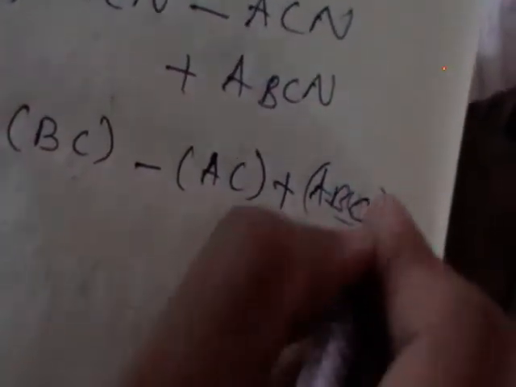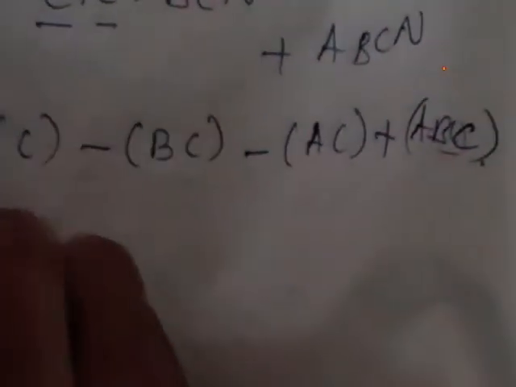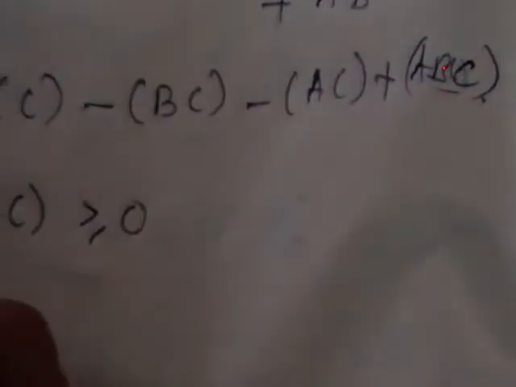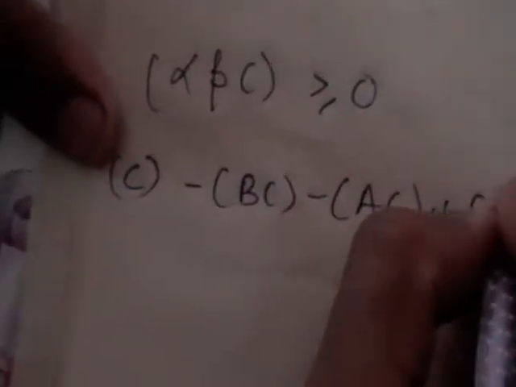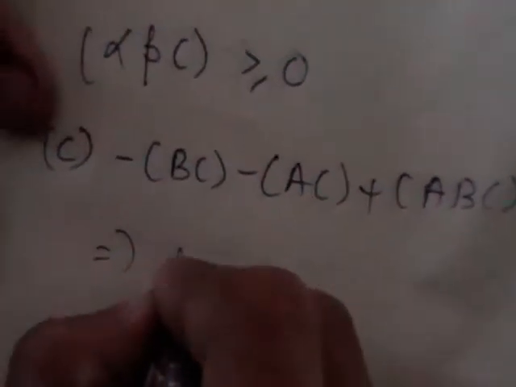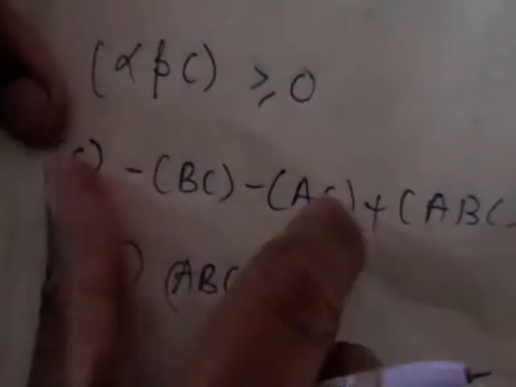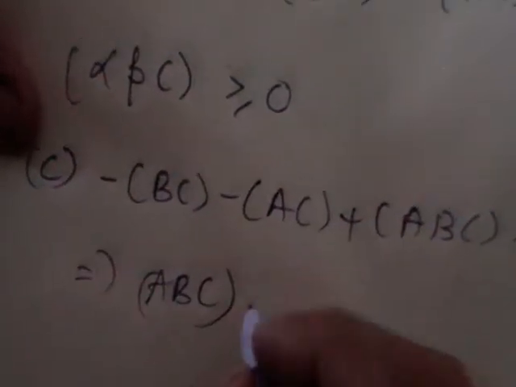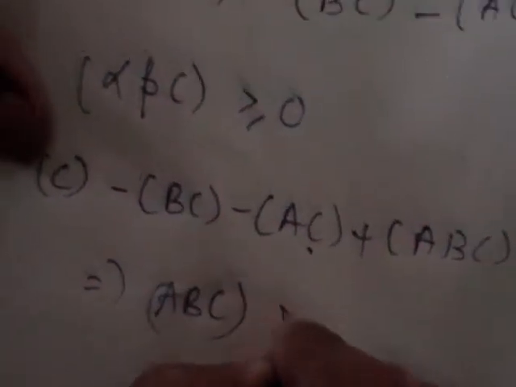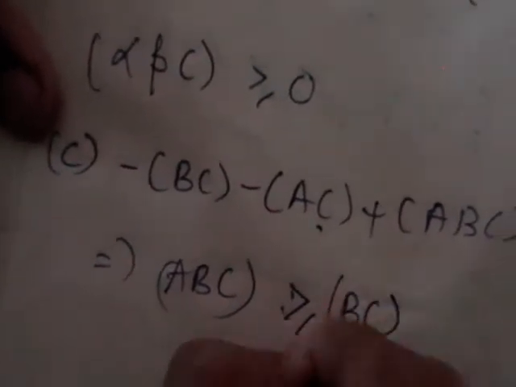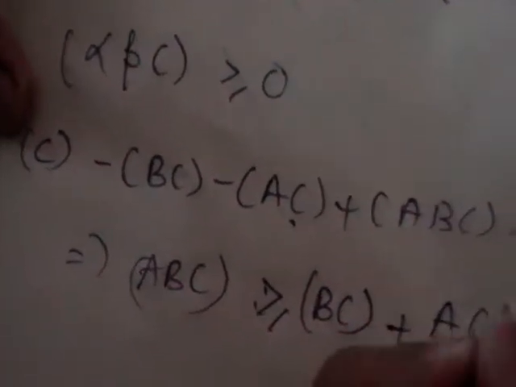As alpha BC is greater than or equal to 0, you will get C minus BC minus AC plus ABC. If you shift all these terms to the RHS, you will get these two minus becomes plus, ABC greater than or equal to BC plus AC minus C. So what is the next ultimate frequency you have?